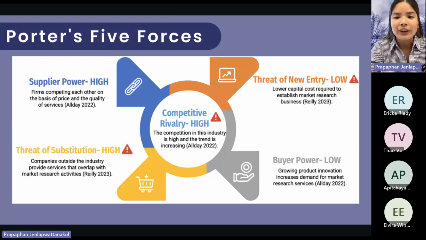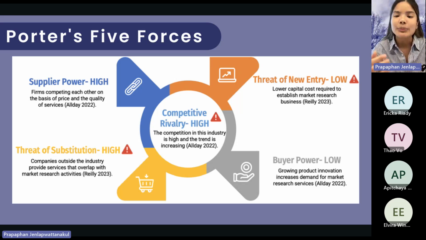Moving on to Porter's 5 forces, we use it to evaluate the competitive environment of the market research industry. And there are 3 main points to focus on here. The first one is the high competition, and the trend is increasing. This is due to the low entry barrier. And the second point is the threat of substitution, which is also high.